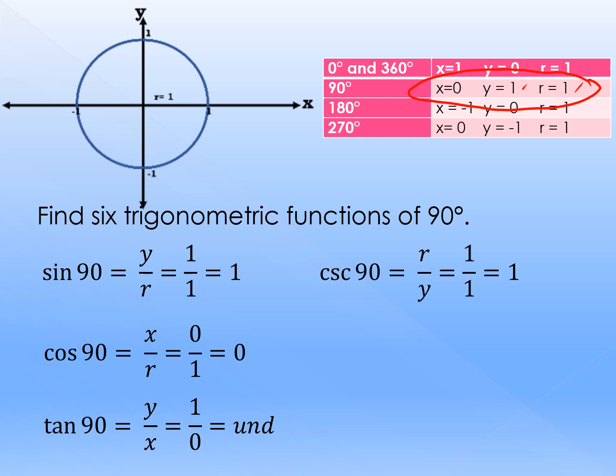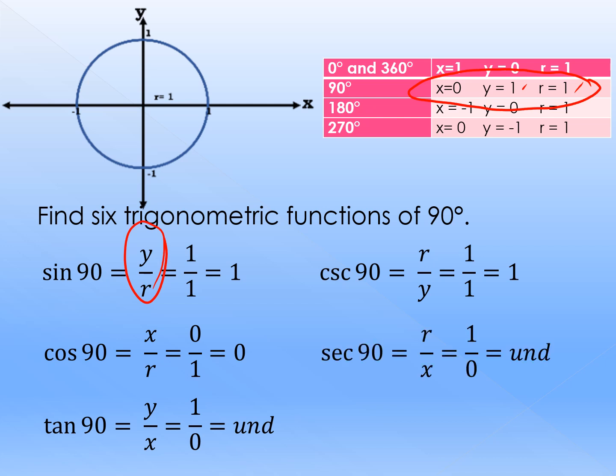Next, for cosecant 90, we have r over y. We just simply get the reciprocal of y over r. So r is equal to 1 and y equals 1. So 1 divided by 1 is equal to 1. Therefore, cosecant 90 is equal to 1.